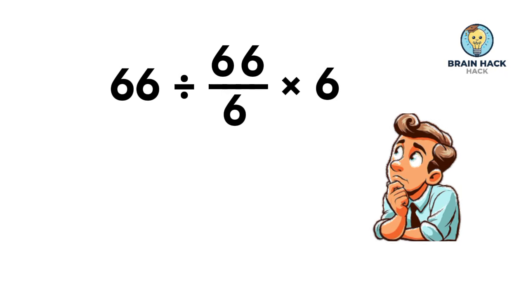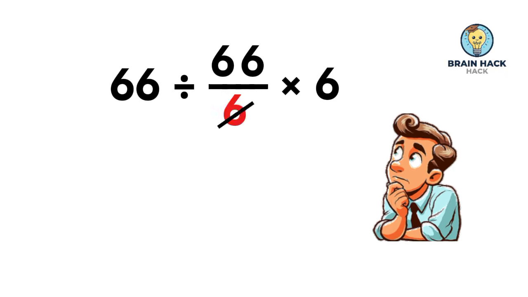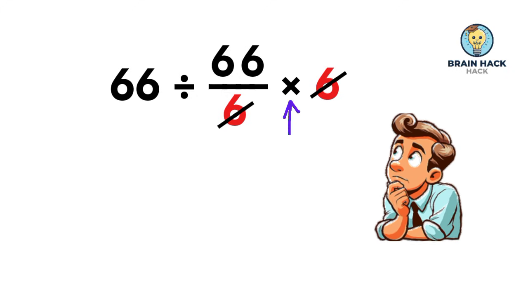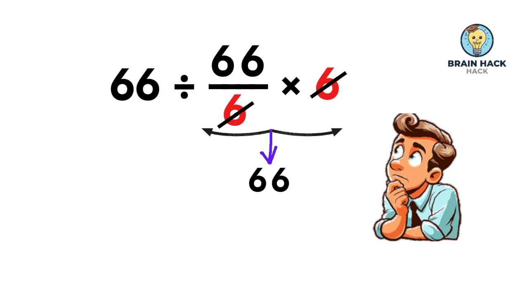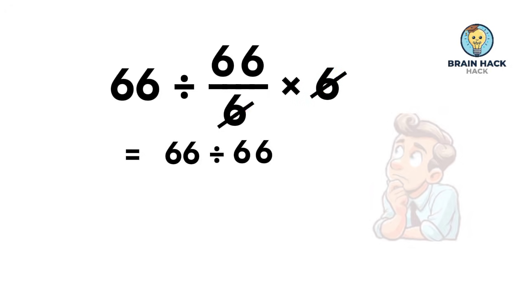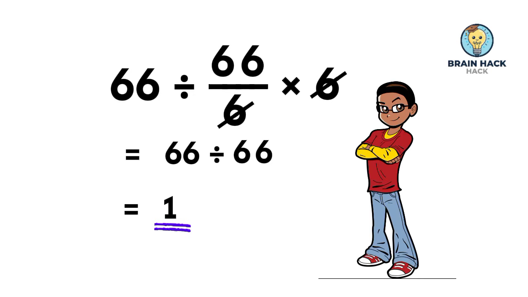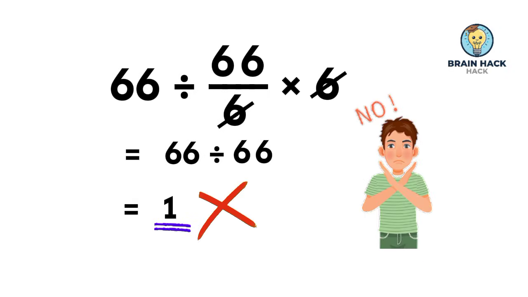Watch what most people do. They look at this and immediately say, "Oh nice, I can cancel this 6 with this 6." So they do this multiplication first. Then it becomes 66. And they go, "Perfect. Now 66 divided by 66 is just 1." And they feel confident. They think the answer is 1. They even move to the next question like nothing happened. But, ooh, that is not correct.